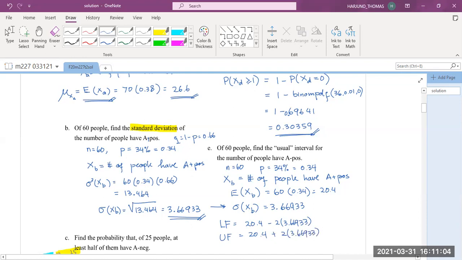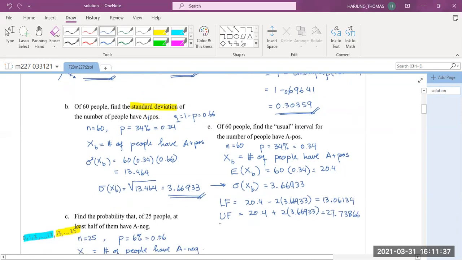So 20.4 minus 2 times 3.66933. The lower fence is 13.06134, and the upper fence is 27.73866. So the usual interval, make sure you write it in interval notation.